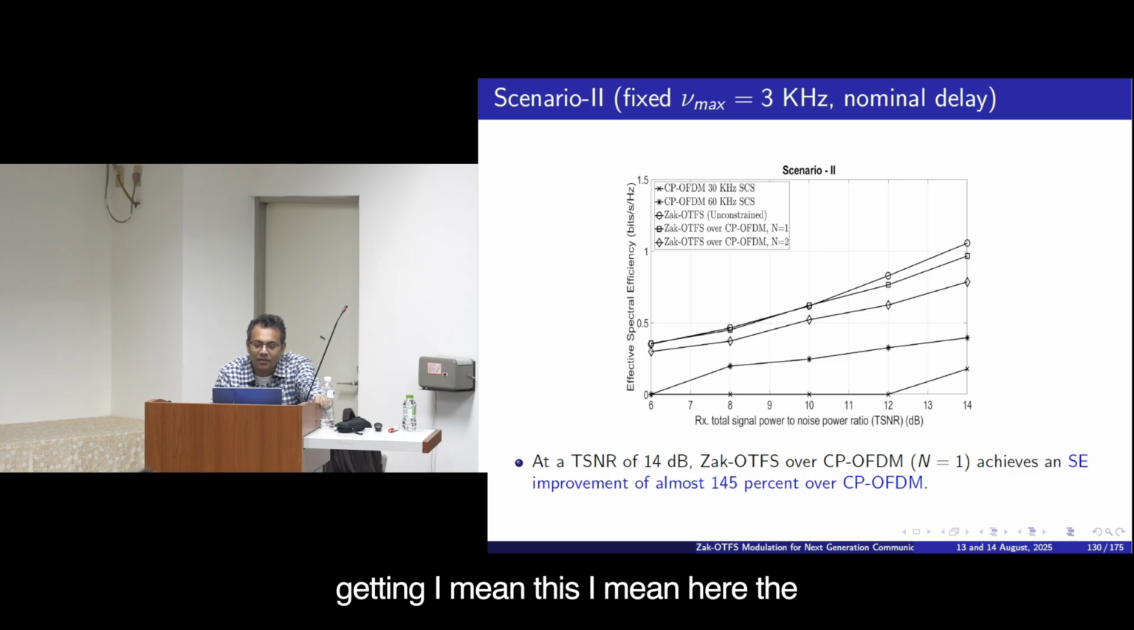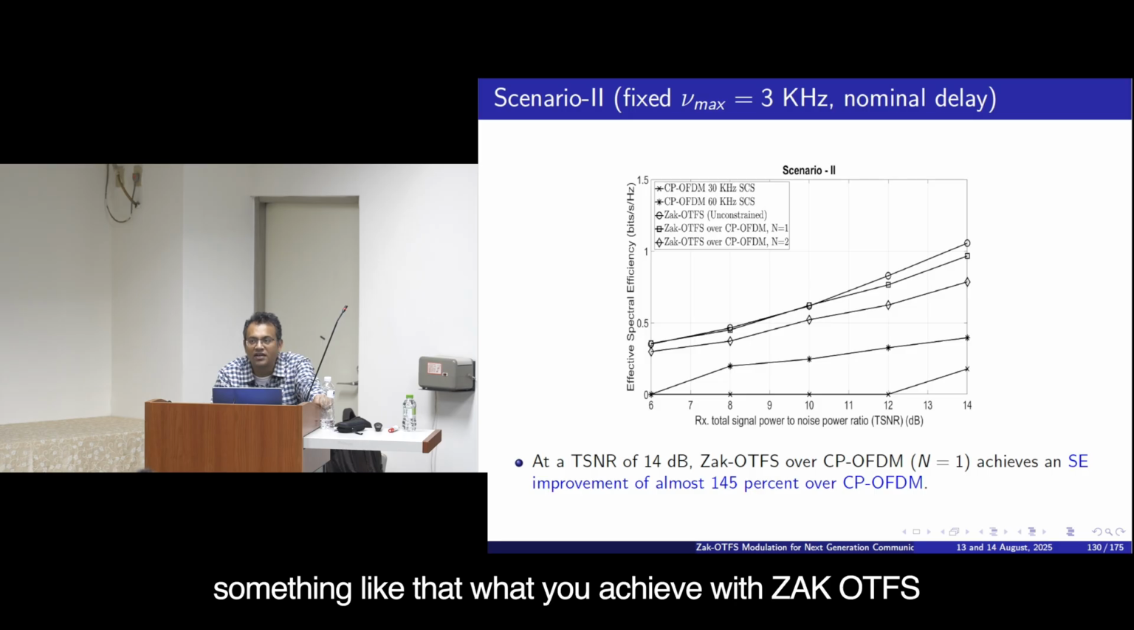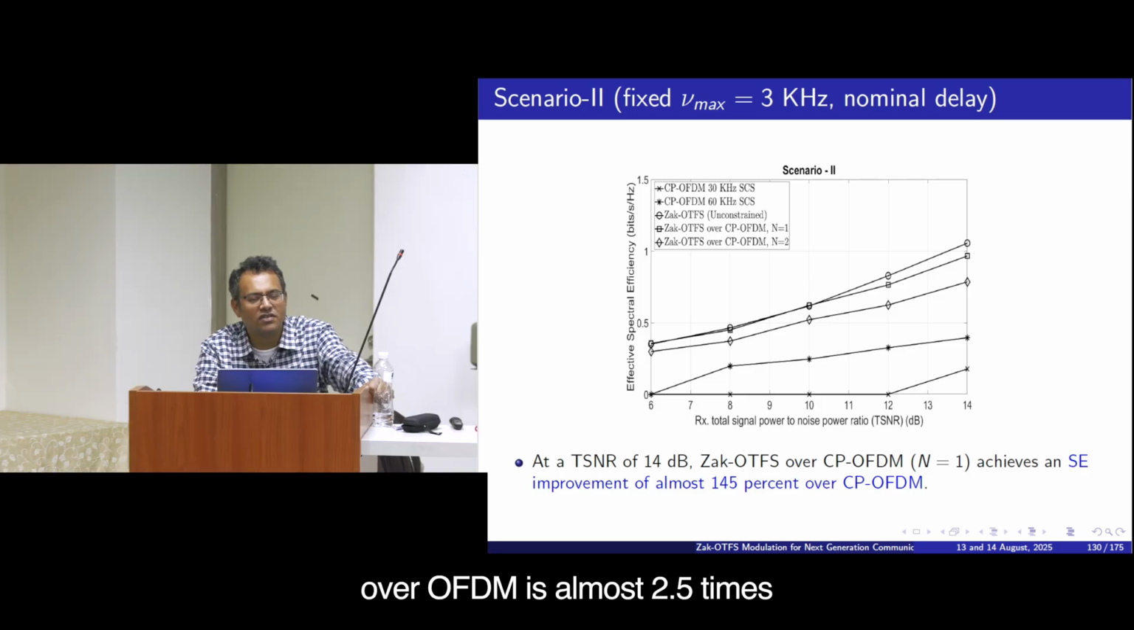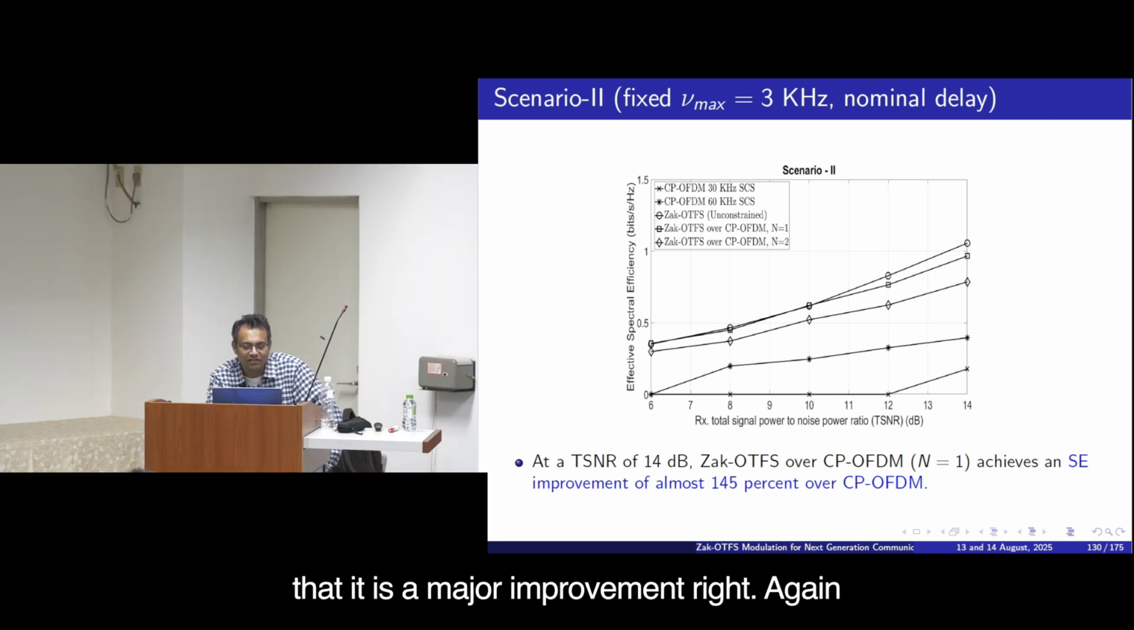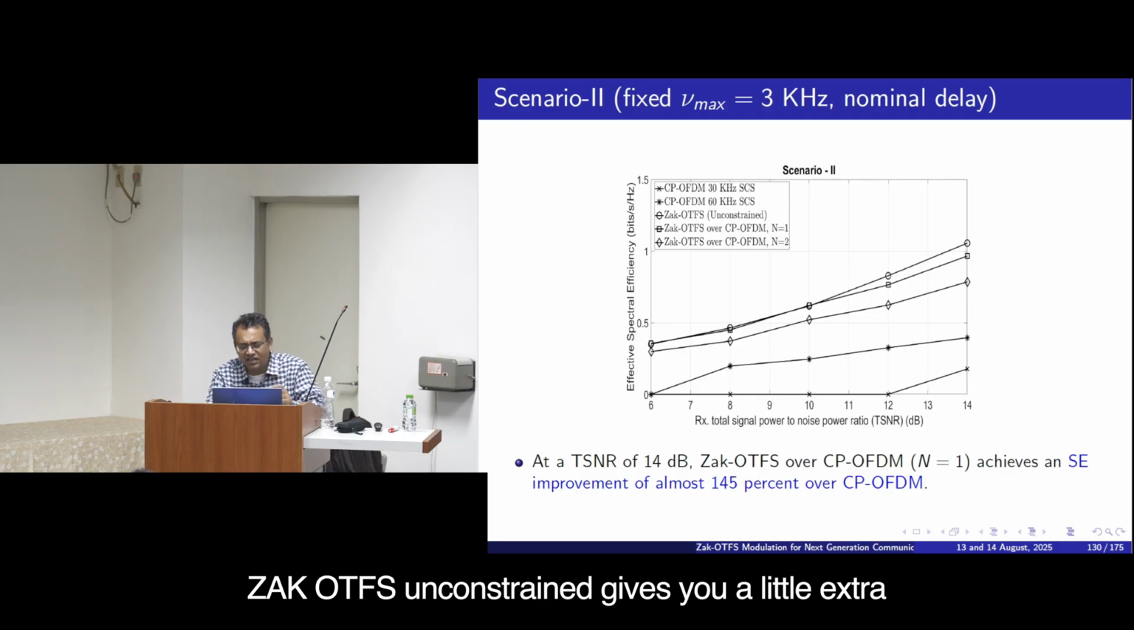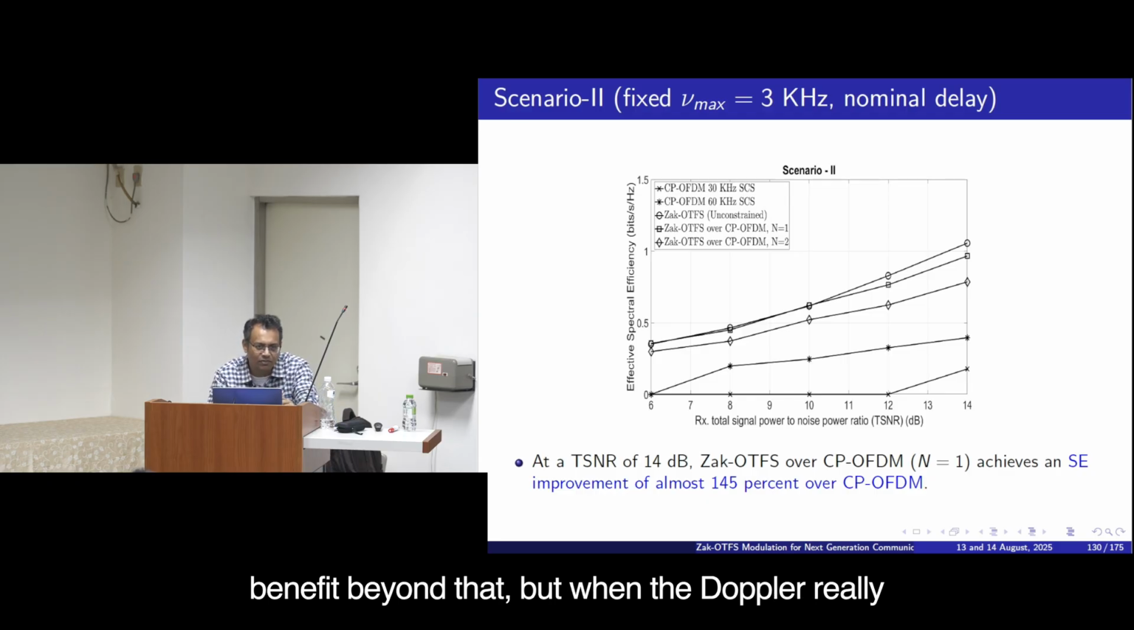Here the value is, I think, only 0.4 or something like that. What you achieve with ZAK OTFS over OFDM is almost 2.5 times that. It's a major improvement, right? Again, ZAK OTFS unconstrained gives you a little extra benefit beyond that.